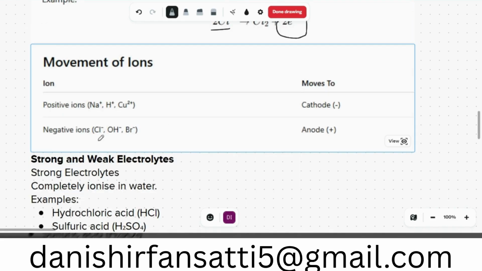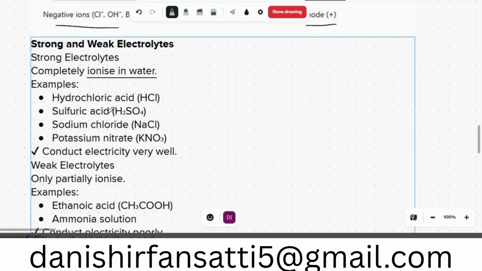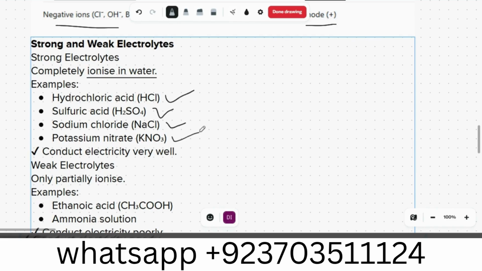Movement of ions: positive ions always move towards the negative cathode, and negative ions move toward the anode. Strong and weak electrolytes. Strong electrolytes completely ionize in water. For example, HCl, H2SO4, NaCl, potassium nitrate conduct electricity very well. That is a quality of a strong electrolyte.